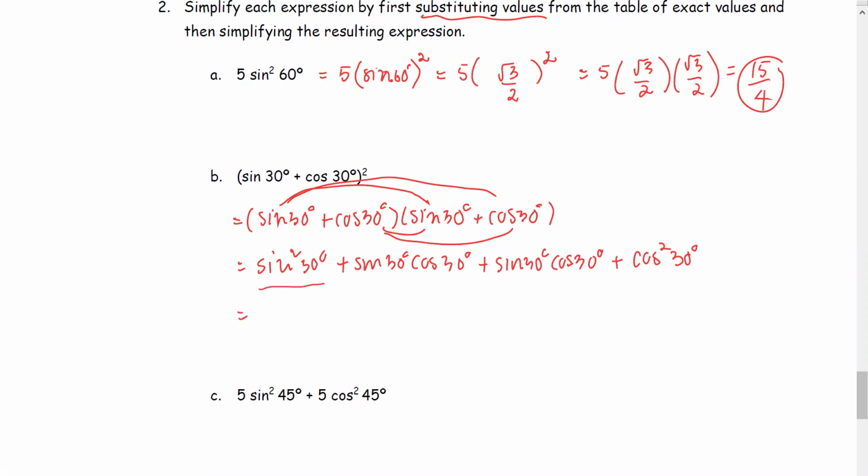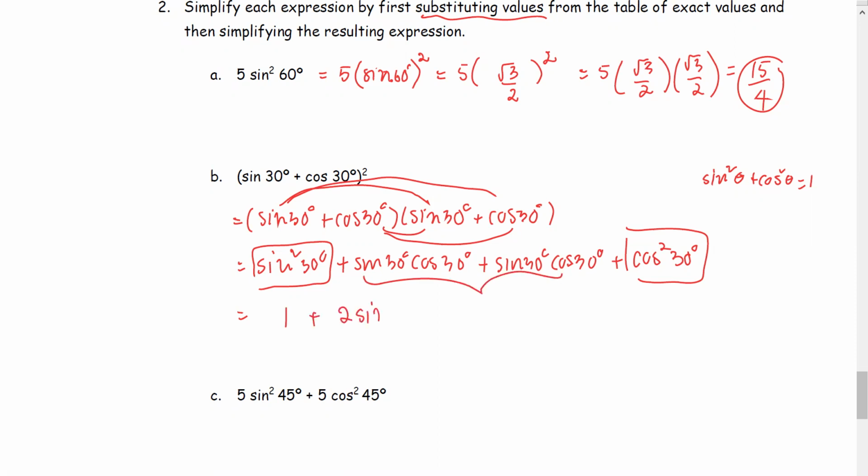We recall the Pythagorean identity: sine squared theta plus cosine squared theta equals 1. In this case, our common theta is 30 degrees. So these two boxes will give you the value 1. And then the middle two terms are like terms. They can be combined as 2 times sine of 30 degrees times cosine of 30 degrees.